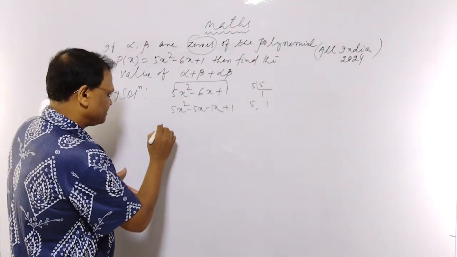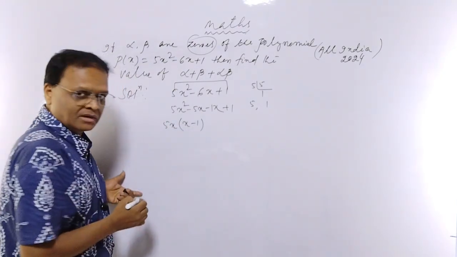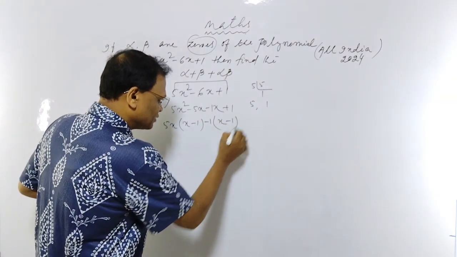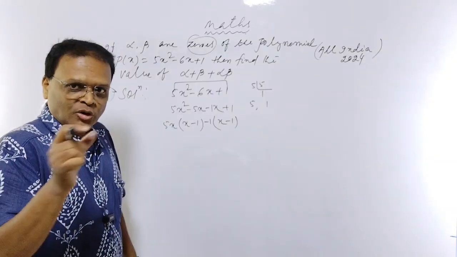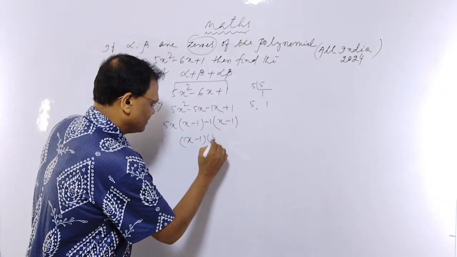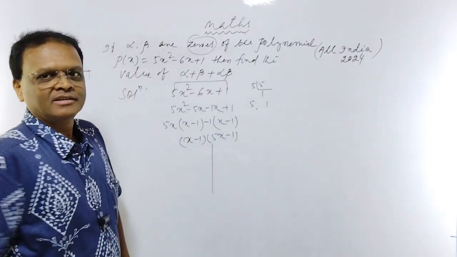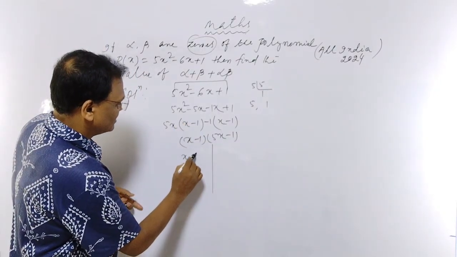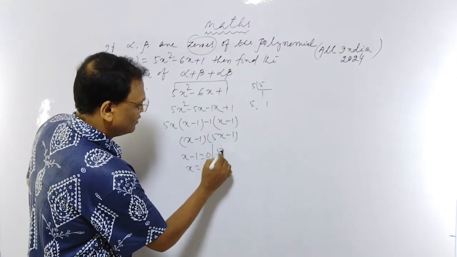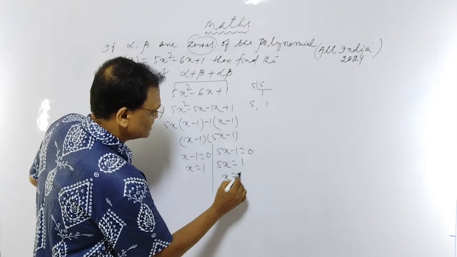So take out the common. If I take out the common, I'll get 5x of, very simple. From here also I can take out the common minus 1, and this gives me again x minus 1. So I got the common term, that is x minus 1 of 5x minus 1. And now I need to find the zeros. So each factor must be equal to 0. So x is equal to 1, and this gives me 5x minus 1 equals 0, whereas 5x is equal to 1 and x is equal to 1 by 5.